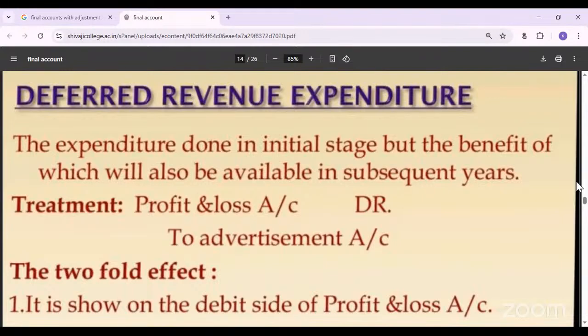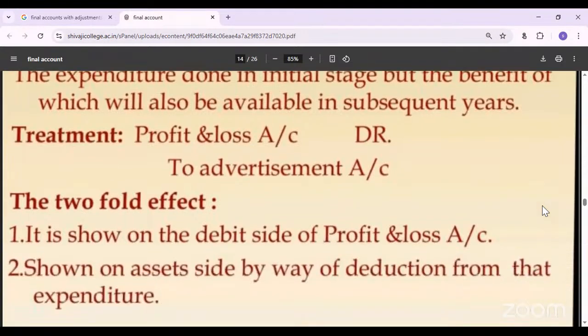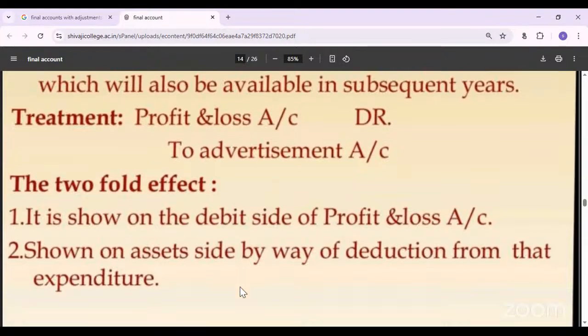How we are going to show the treatment? పిఎన్ఎల్ అకౌంట్ డేటా టు అడ్వర్టైజ్మెంట్ అకౌంట్. యూజువల్ గా ఇది మనకి అడ్వర్టైజ్మెంటే డిఫర్డ్ రెవెన్యూ ఎక్స్పెండిచర్ లాగా మనం ట్రీట్ చేస్తాం. Where we have to show this? Debit side of the profit and loss account, and again on the asset side we have to deduct it from the particular expenditure. ఏ పర్టికులర్ ఎక్స్పెండిచర్ ఉంటుందో ఆ అసెట్ సైడ్ లో ఆ పర్టికులర్ ఎక్స్పెండిచర్ లో డిడక్ట్ చేయాల్సి ఉంటుంది.